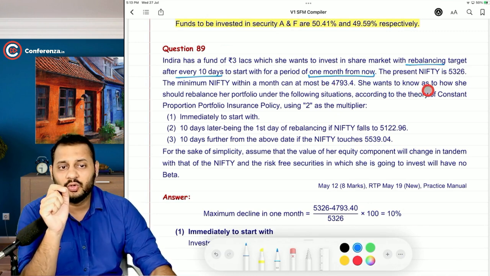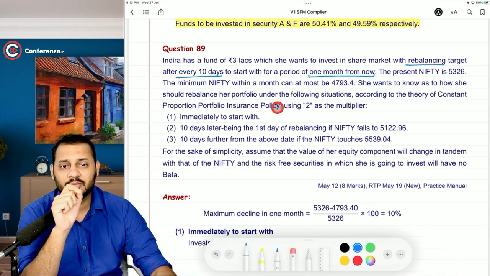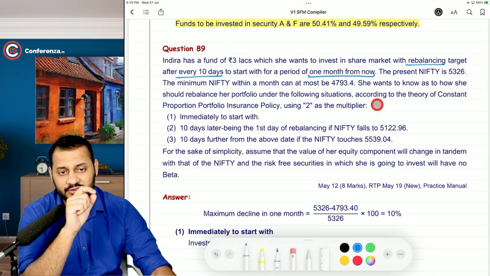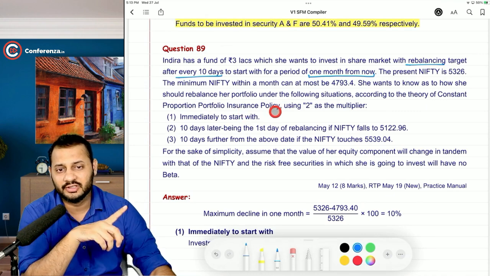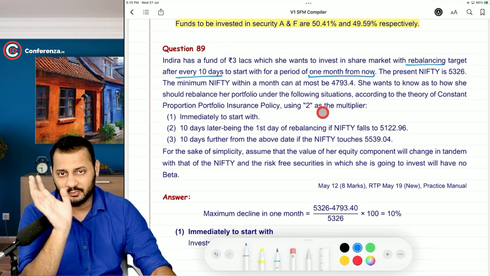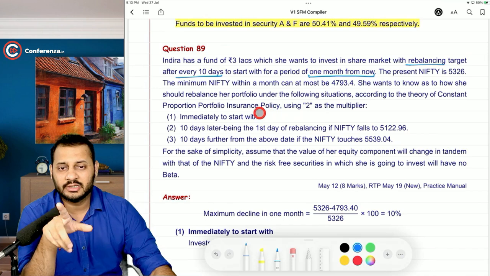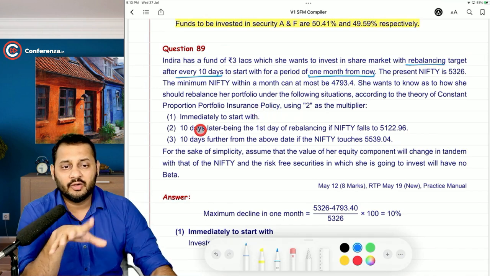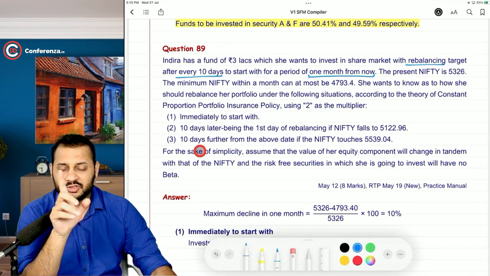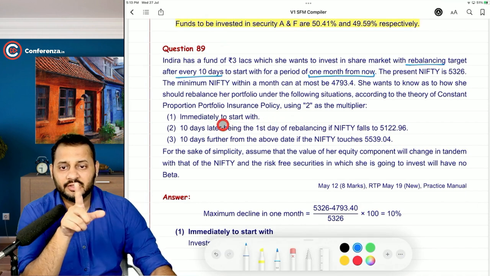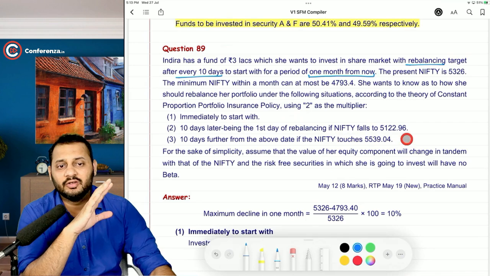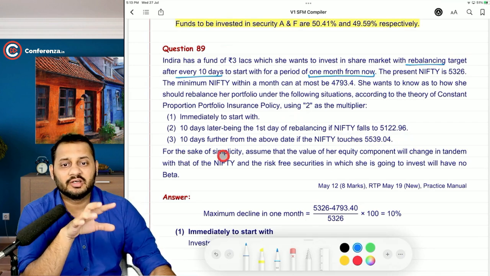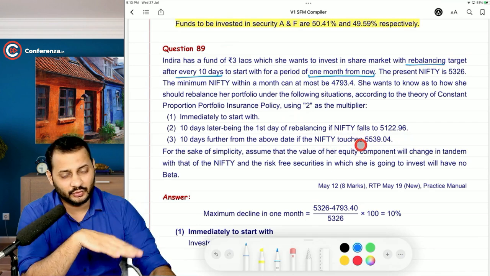She wants to know as to how she should rebalance her portfolio under the following situations. According to the theory of constant proportion portfolio insurance policy, using 2 as the multiplier. So 2 is the multiplier, CPPI is the policy. And now we want to start immediately. See, immediately to start with, 10 days later being the first day of rebalancing, if Nifty falls to this much, 10 days further from the above date if the Nifty touches to this much.